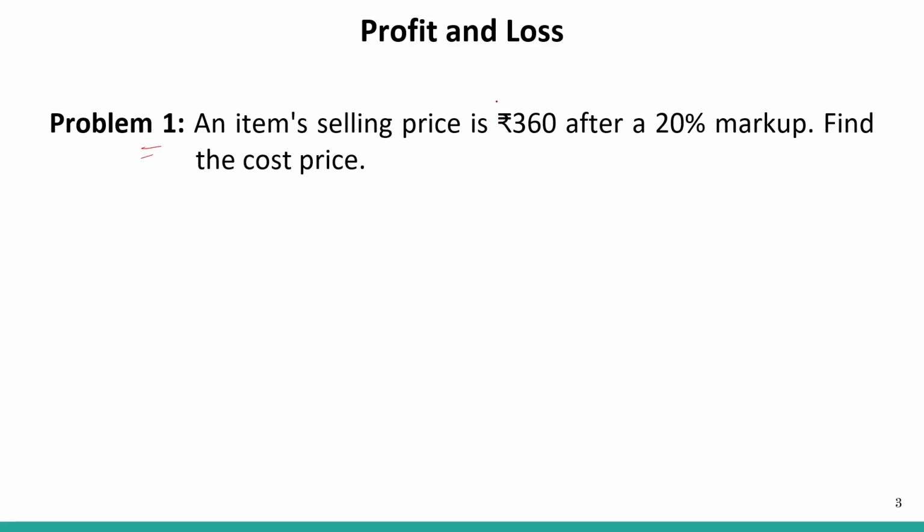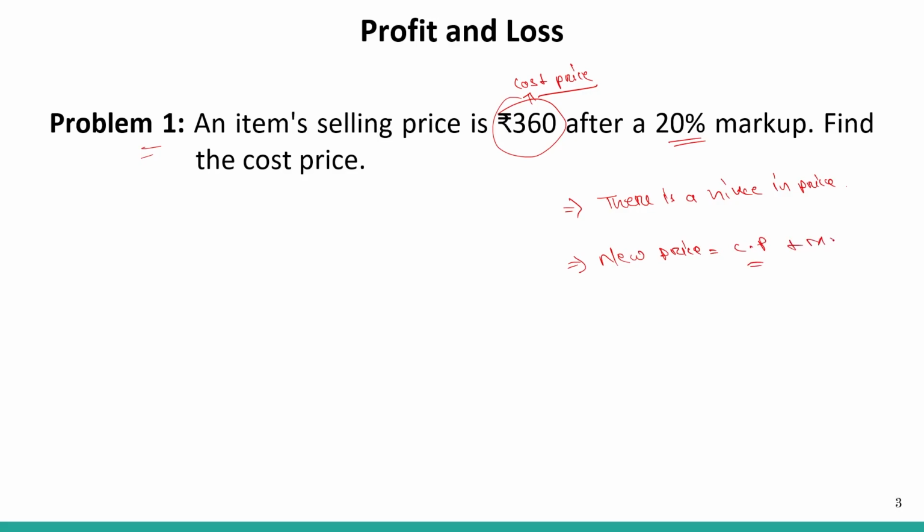An item is selling at a price of 360 rupees, right? So this will be the cost price. After a 20% markup, so markup is 20%, this implies there is a hike in price. So the new price will be the CP, that is the cost price, plus the markup price.